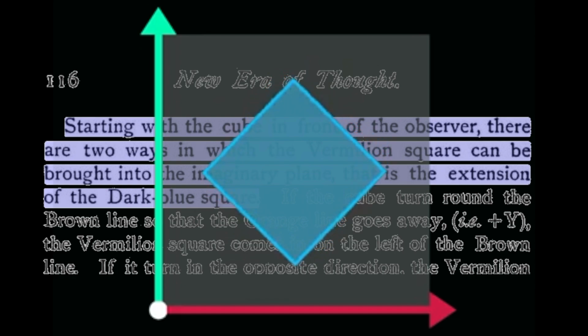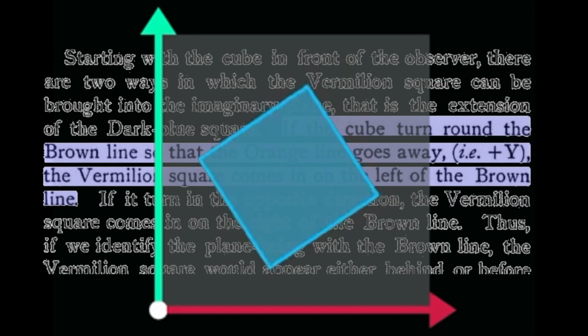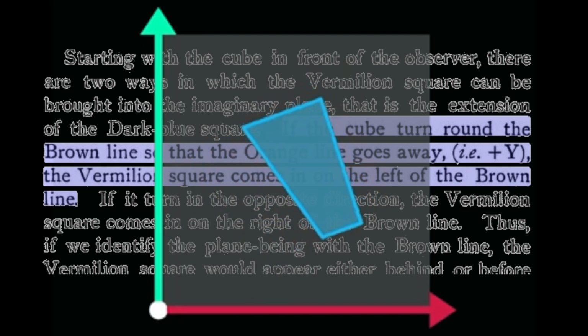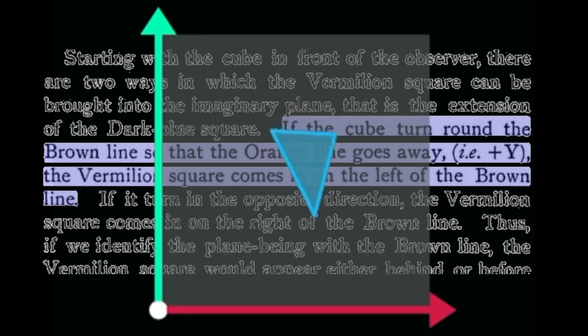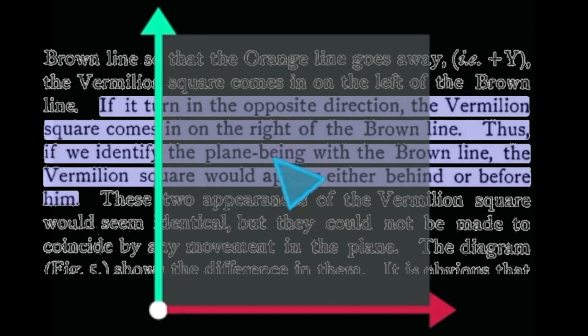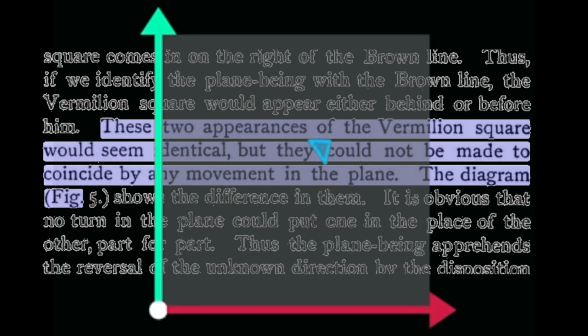If the cube turned round the brown line so that the orange line goes away, i.e. plus y, the vermilion square comes in on the left of the brown line. If it turn in the opposite direction, the vermilion square comes in on the right of the brown line. Thus, if we identify the plane being with the brown line, the vermilion square would appear either behind or before him. These two appearances of the vermilion square would seem identical, but they could not be made to coincide by any movement in the plane.